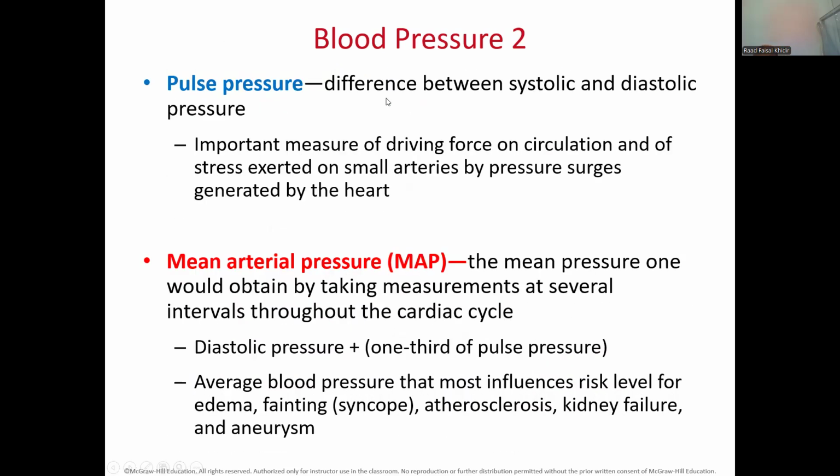The pulse pressure is the difference between systolic and diastolic pressure. You need to know the formula for mean arterial pressure. The mean arterial pressure equals diastolic pressure plus the pulse pressure divided by 3. What's the pulse pressure? It's the difference between systolic and diastolic pressure. You get ready to calculate that. So the mean arterial pressure equals diastolic pressure plus pulse pressure, where pulse pressure is the difference between systolic and diastolic, divided by 3.